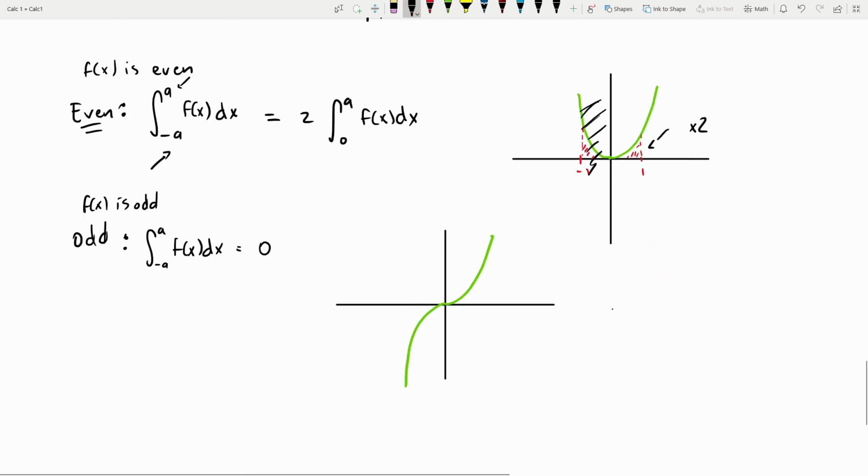So let's say we have this function, let's just say it's x cubed just for the sake of the video, and it's odd. If we're asked to find the area from 1 to -1 on this graph, we can see that these areas are the exact same, but one is under the x-axis, meaning it's going to be a negative area. So the two areas, because they're the same, will just end up canceling each other out, and we're going to get an area of 0.